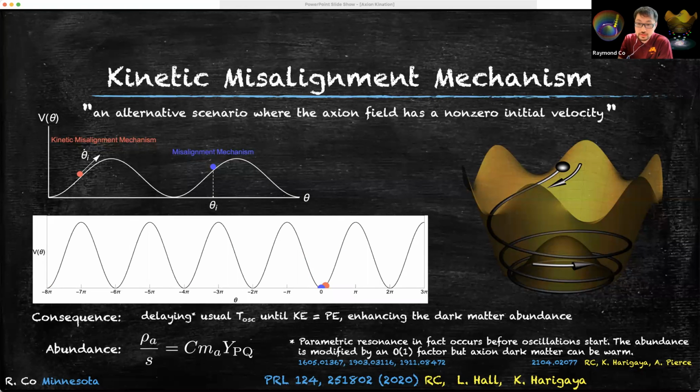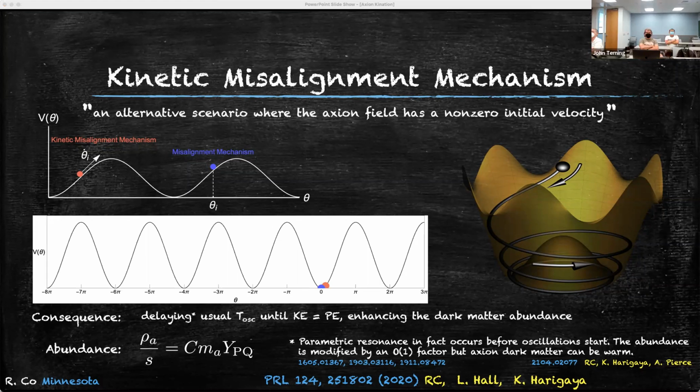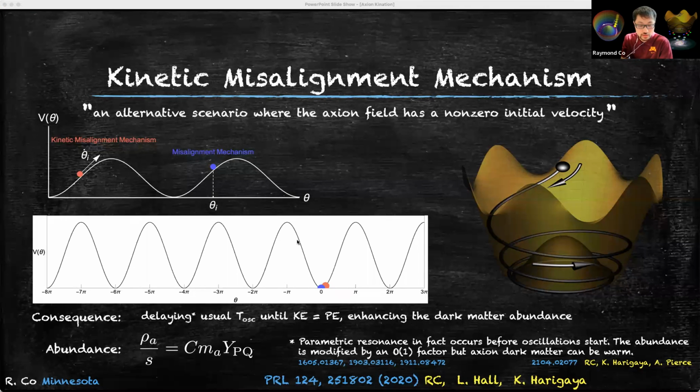The basic way to think about why this enhances the dark matter abundance is that you start with a lot more energy, but only stored in the kinetic term, not in the potential term. That's why you have more energy in the kinetic misalignment than in conventional misalignment. Another way to say it is that when the conventional scenario has the oscillation, we are still in a rotating phase. So effectively, we're delaying the onset of oscillation, and that delays the redshift.